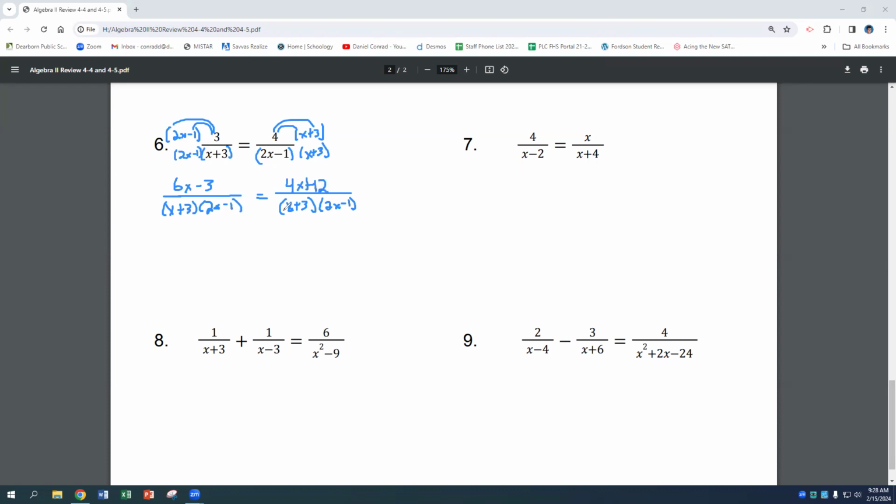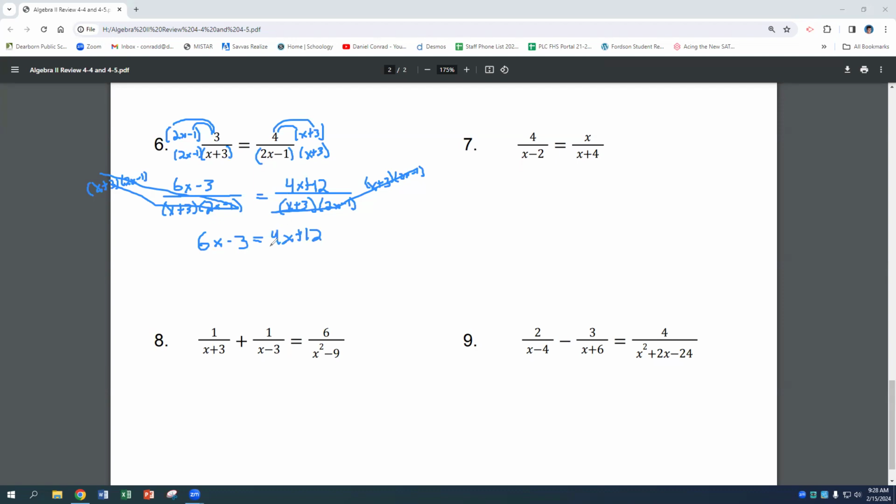Okay, since our denominators are the same, right? If I were to multiply both sides by x plus 3 times 2x minus 1 on this side, and then I have to multiply the other side. Right, my denominators are going to cancel, and I'm left with 6x minus 3 equals 4x plus 12. From there, I just have to do a little bit of algebra to solve.